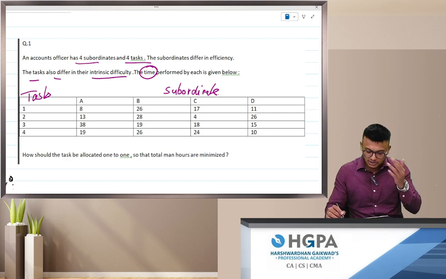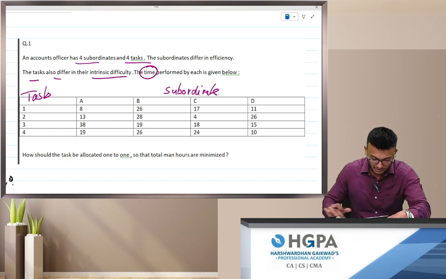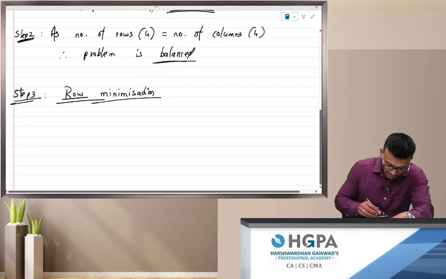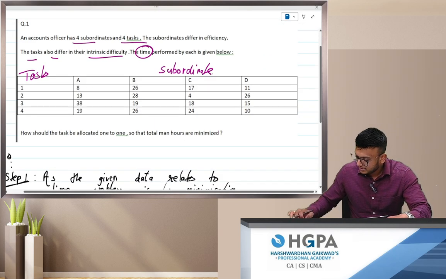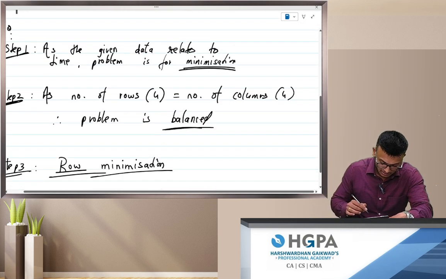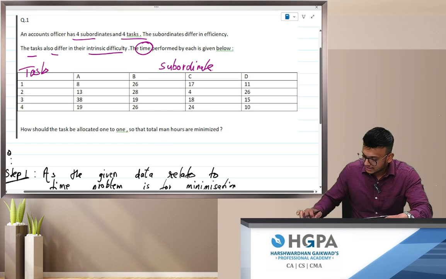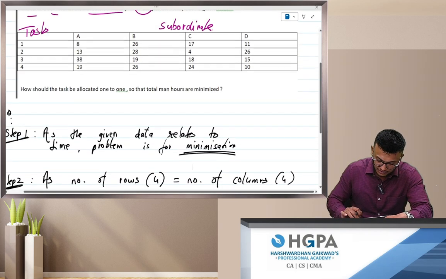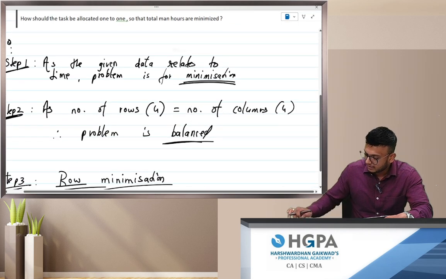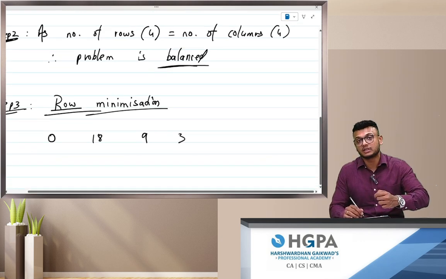Now in the second row, which is the lowest number? It is 4. So all other numbers will be subtracted by that number. We'll start off with the first one. How much is 8 minus 8? So this will be 0. Are you understanding this? Next, 26 minus 8. This will be 18. Next, 17 minus 8. This will be 9. Next, 11 minus 8. So 3. This is what you're supposed to do in step number 3 for every row.